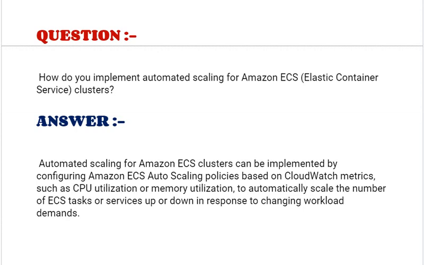Our next interview question is: how do you implement automated scaling for Amazon ECS (Elastic Container Service) clusters? Your answer should be: automated scaling for Amazon ECS clusters can be implemented by configuring Amazon ECS auto-scaling policies based on CloudWatch metrics such as CPU utilization or memory utilization to automatically scale the number of ECS tasks or services up or down in response to changing workload demands.